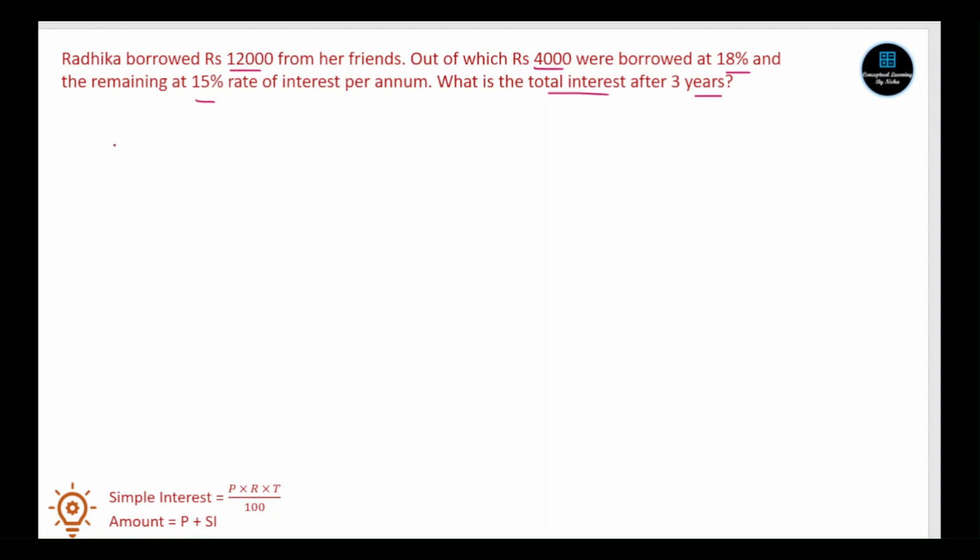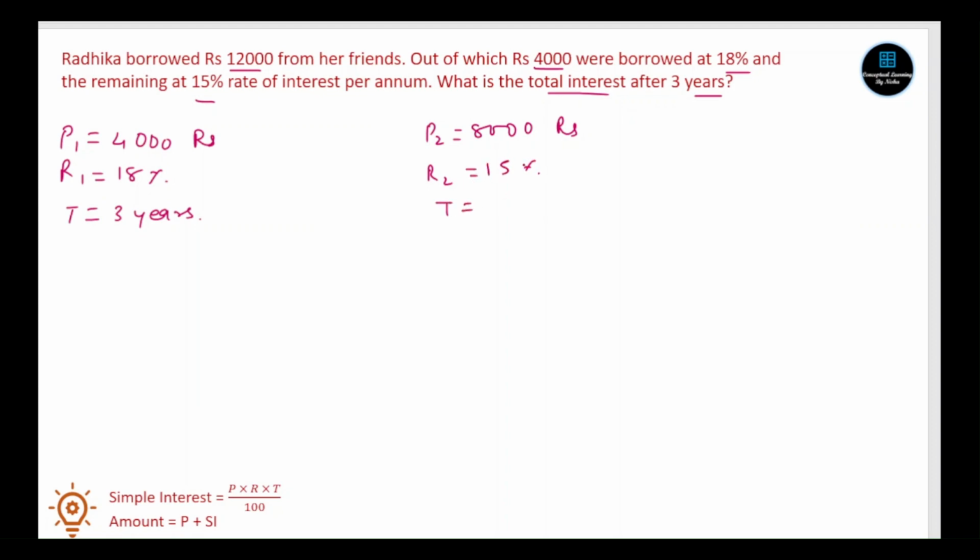So I'll write my principal in two terms, okay? So P1 I'll write as 4,000 rupees. For P1, the interest rate is R1, which is nothing but 18%. Okay, and T is 3 years for both. Here we have P2, which is 8,000, the remaining amount. Then R2 is nothing but 15%, and T is given as 3 years.